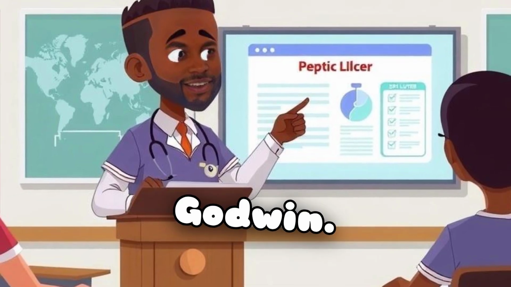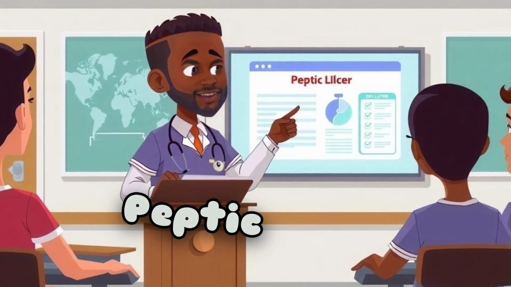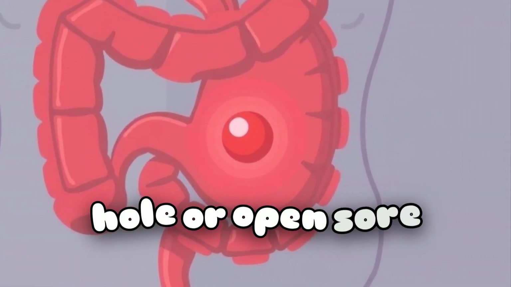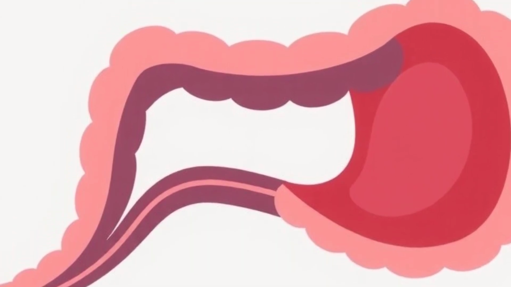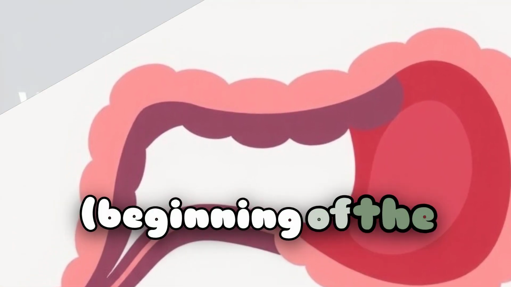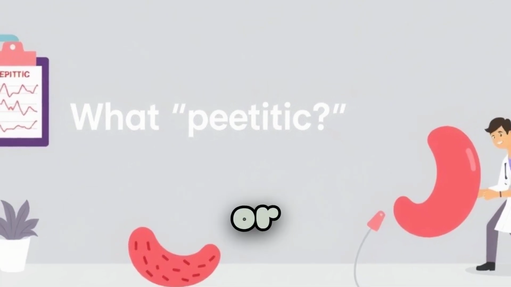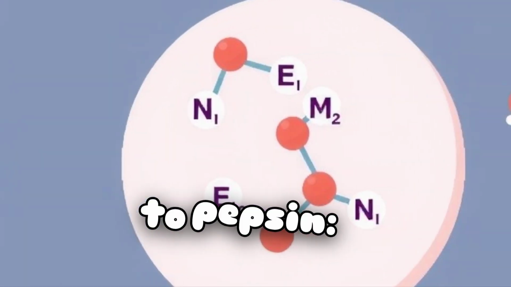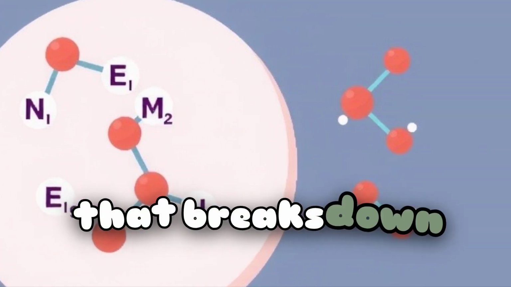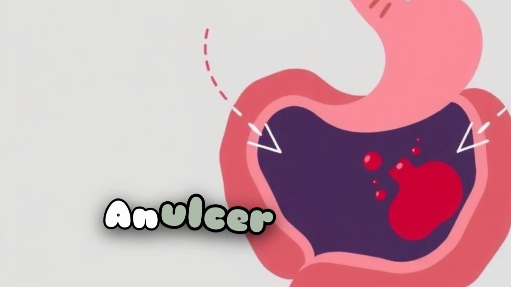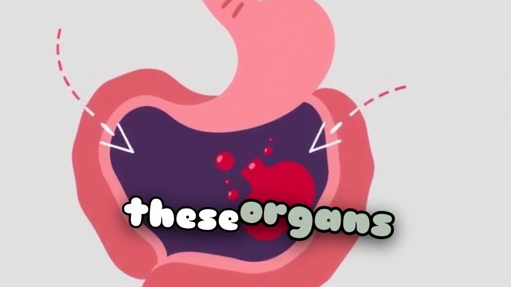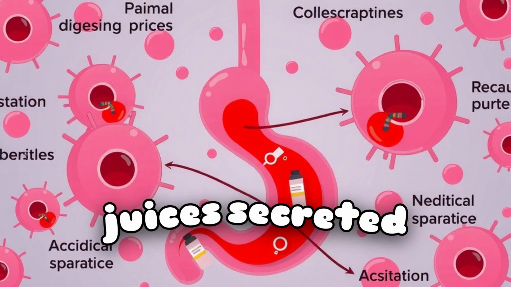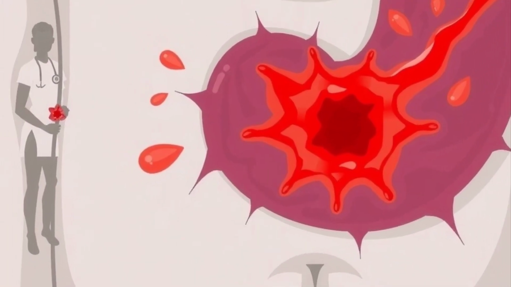This is Tutor Godwin. We'll be discussing peptic ulcer. A peptic ulcer is a hole or open sore in the lining of the stomach, duodenum, beginning of the small intestine, or esophagus. Peptic refers to pepsin, a stomach enzyme that breaks down protein. An ulcer occurs when the lining of these organs is corroded by acidic digestive juices secreted by the stomach cells.